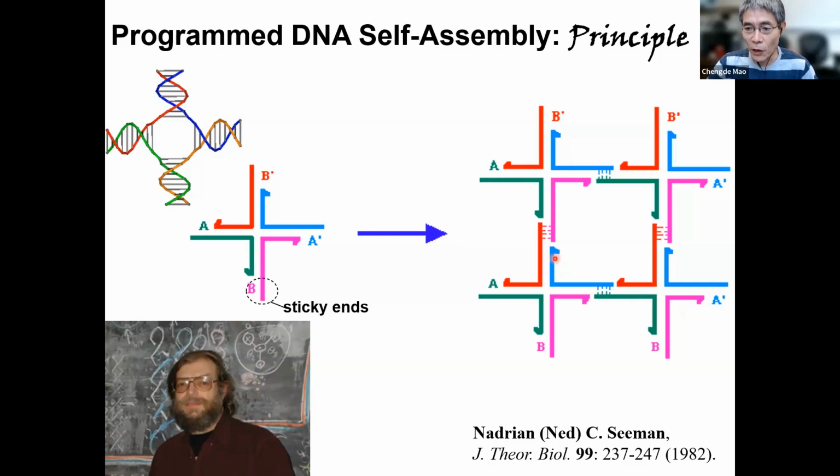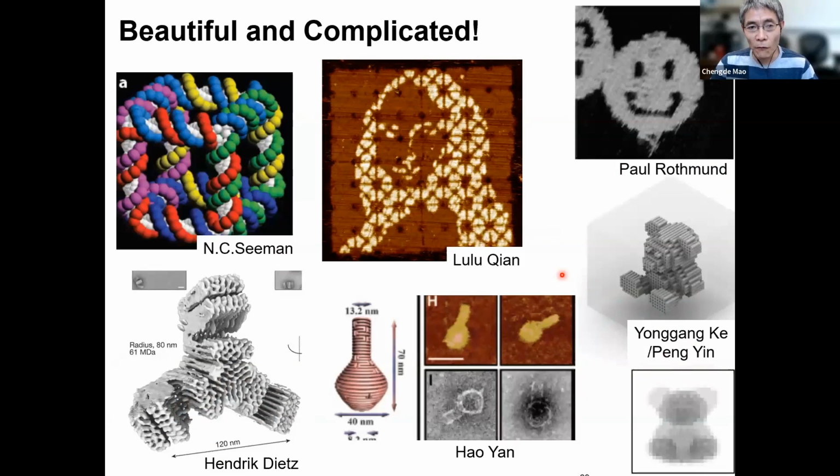So the overall idea is very simple and straightforward. However, before I go on, I would say this exact design was never realized. But from here, we get many other things. Over the years, many very beautiful, very complicated structures have been built based on these simple ideas. For example, Nadrian Seeman himself built this cube. This structure, for a long time, has been a symbol of DNA nanotechnology.